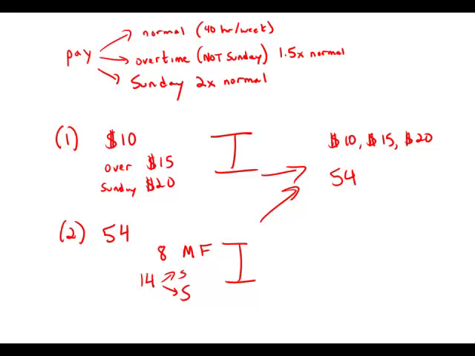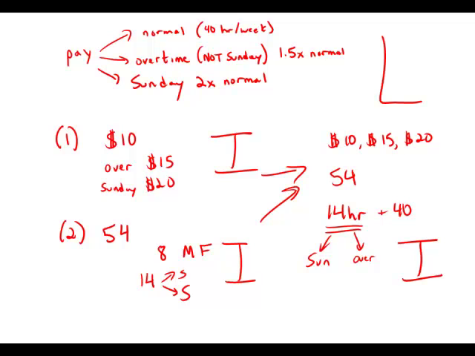So we have no idea of the extra 14 hours that is above and beyond the 40 hours. We have no idea how much of that went to Sunday and how much of it was just on other days when it only got the regular overtime pay and not the Sunday pay. So because of that ambiguity, we have no way to answer the question exactly how much pay was made during this week. So even with the statements combined, the information is still insufficient, and the answer is E.